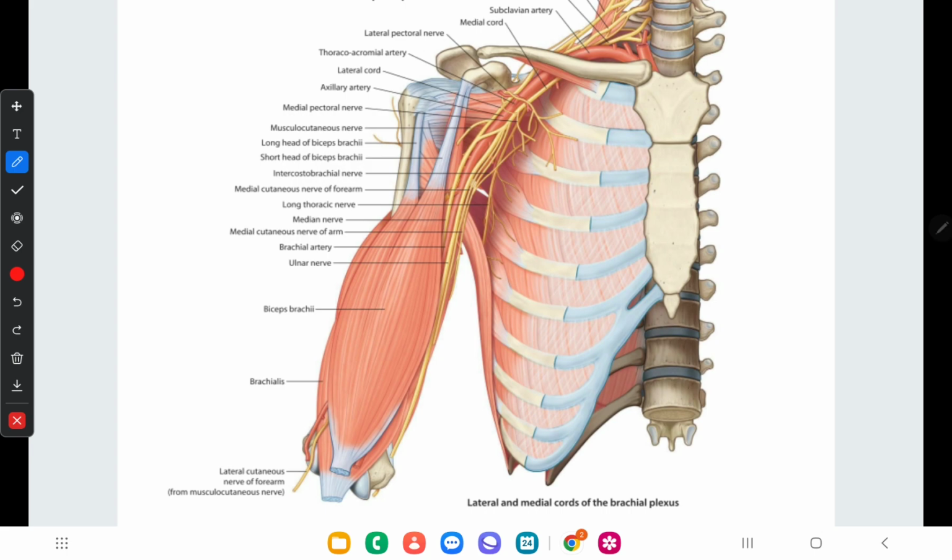Hello everyone. Today we are going to discuss the ulnar nerve. First, you have to know the nerve roots of the ulnar nerve. Those are C8 and T1. You already know the ulnar nerve arises from the medial cord of the brachial plexus in the axilla.